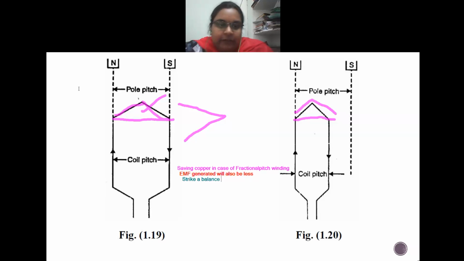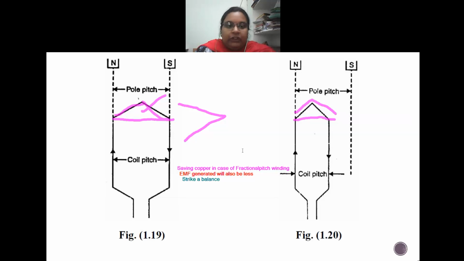At the same time, we need to make sure that the EMF generated is not less and the copper is also being saved. So we need to strike a balance between these two in order to decide which type of winding we are going for. If saving copper, that is, saving the cost, is taking more importance, then we'll go for the fractional pitch winding no matter what.